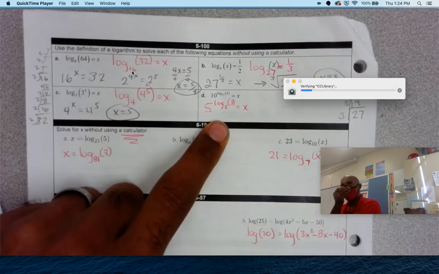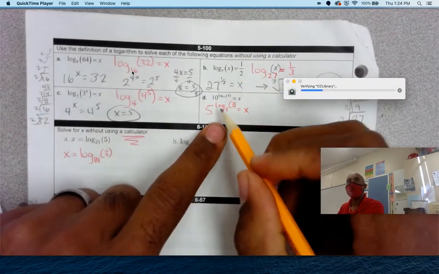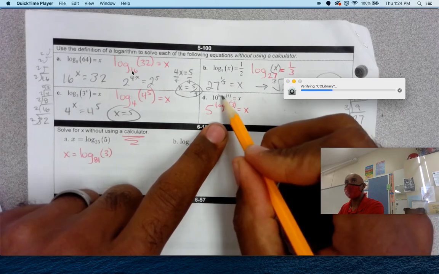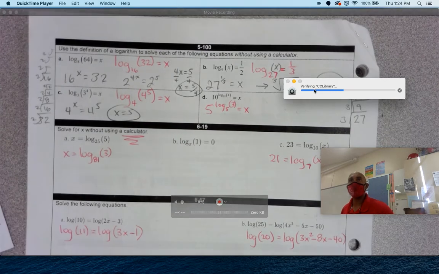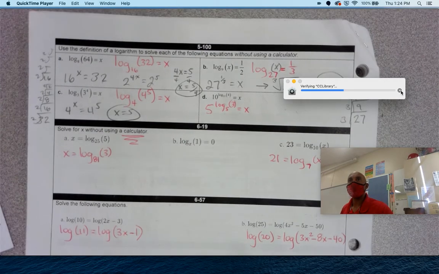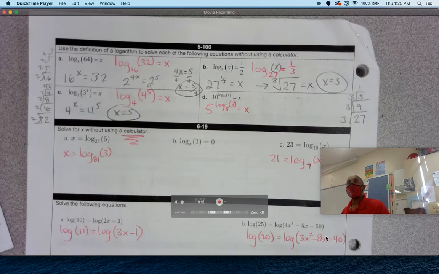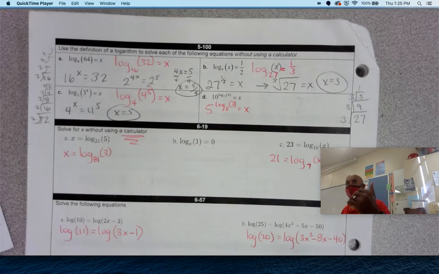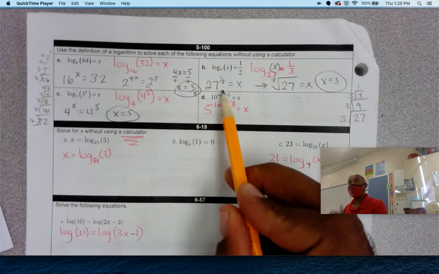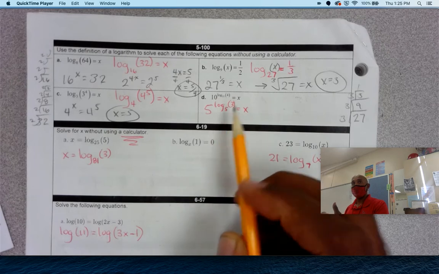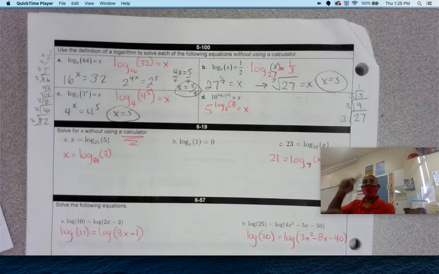Okay, now this one, I know it looks like it's in log form, but notice how the log is literally in the exponent. Sorry, hang on, get rid of this. The log is in the exponent. So it's actually an exponential form. That 10 is your base, the log part of it is the e, and the x is the a. So actually, we're going to go reverse. Now we're going to go back the other way, back into log form.